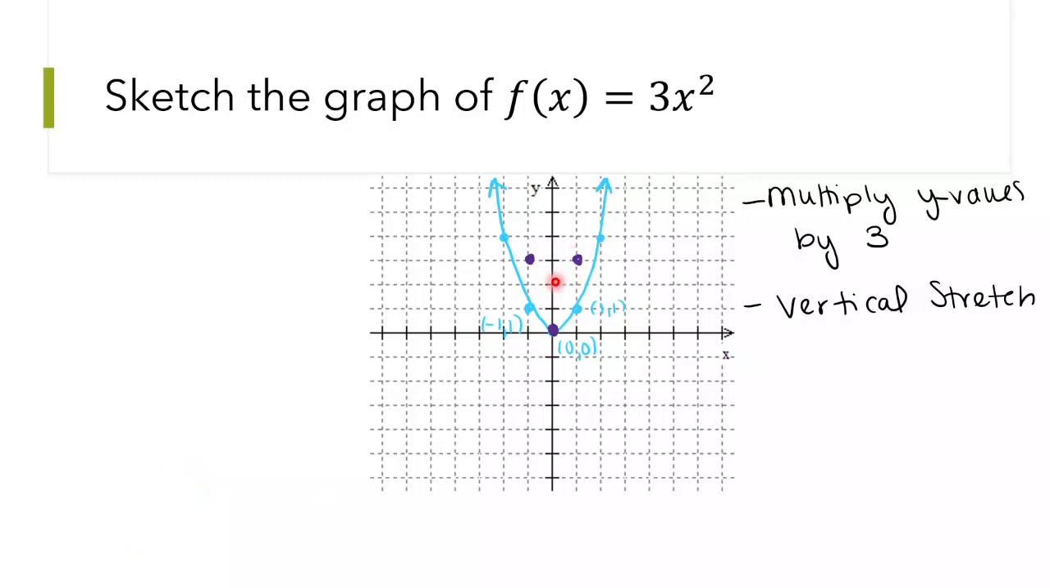The same thing happens on the left. The point that was at negative 1, 1, I take the y value, I triple it, and it moves to negative 1, 3. And there's my result. I get the same shape. It's a parabola. It looks a little bit skinnier because it's actually been stretched vertically.